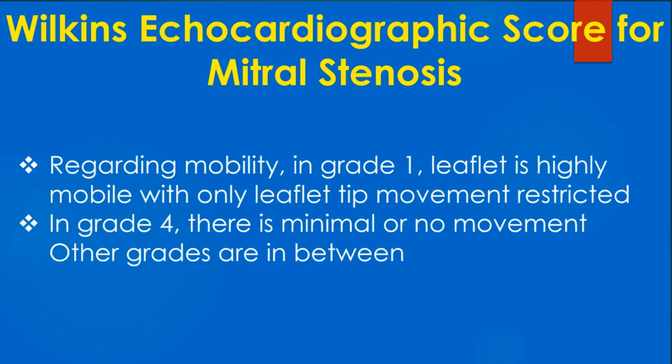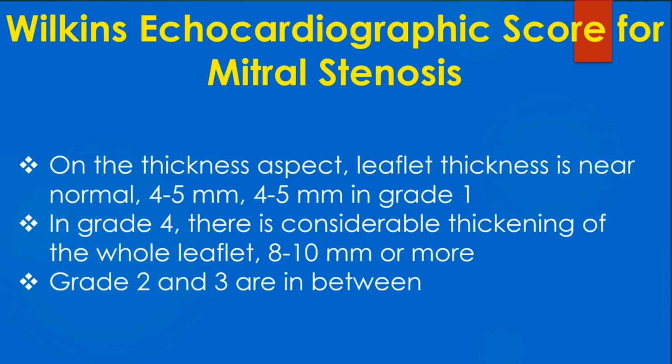Regarding mobility, in grade 1, leaflet is highly mobile with only leaflet tip movement restricted. In grade 4, there is minimal or no movement. Other grades are in between. On the thickness aspect, leaflet thickness is near normal 4 to 5 mm in grade 1. In grade 4, there is considerable thickening of whole leaflet 8 to 10 mm or more. Grade 2 and 3 are in between.